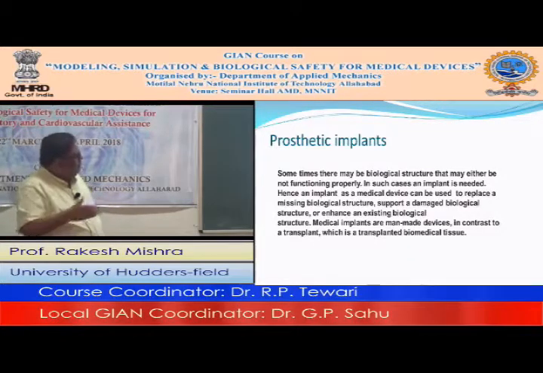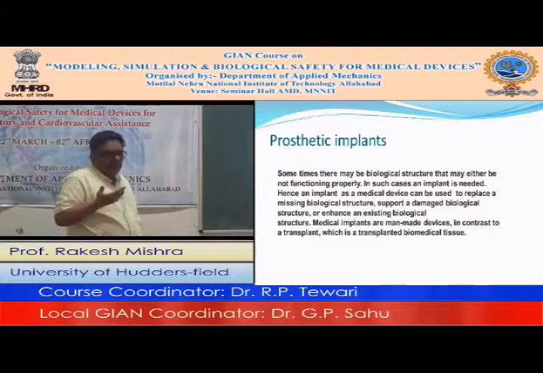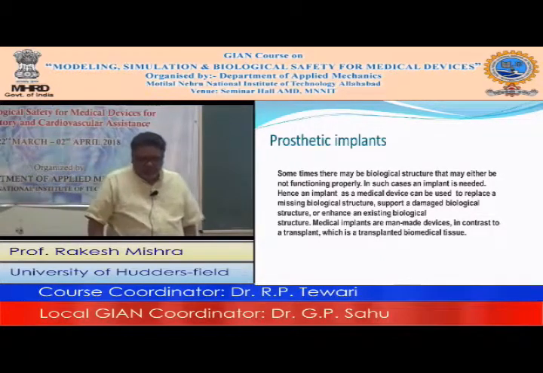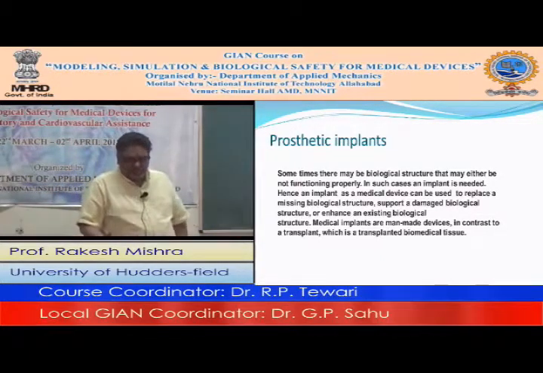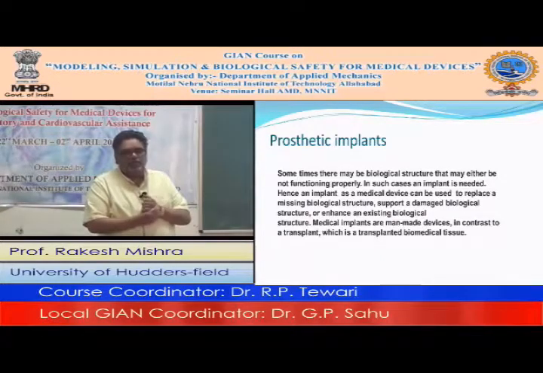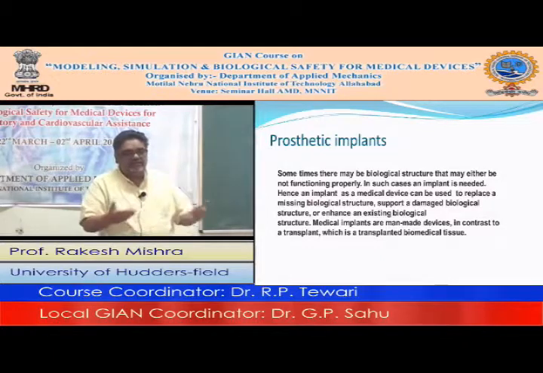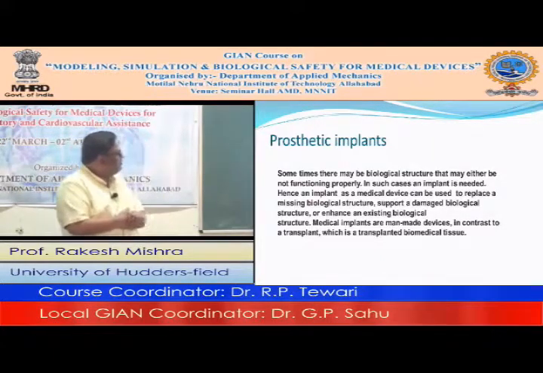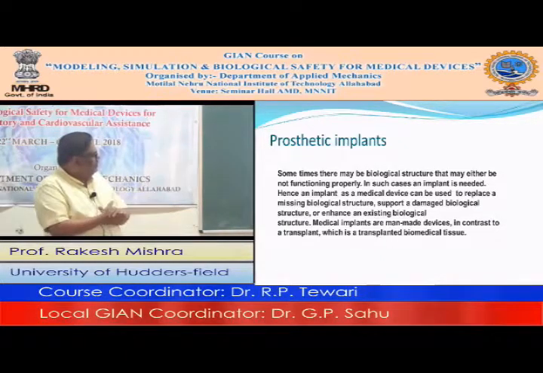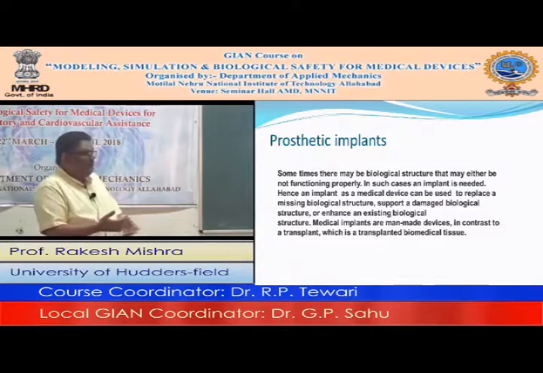So in prosthetic implants, what may happen is that a biological structure may either not be functioning properly, or it may be missing completely. What do we do in that case? We need some assistance. So prosthetic implants support those biological structures. They are used to replace a missing biological structure, support a damaged biological structure, or enhance an existing biological structure.